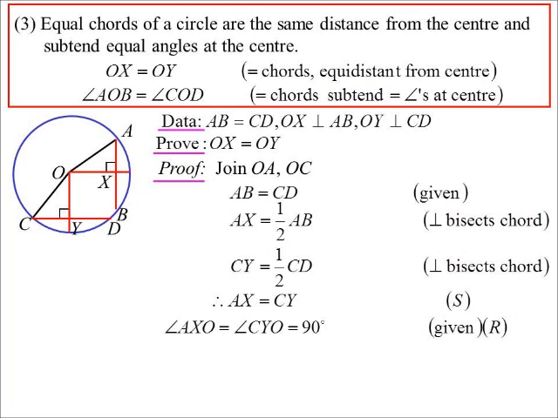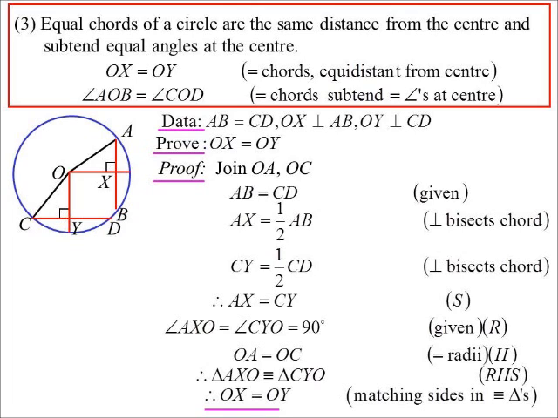Okay, AXO is equal to CYO is equal to 90 degrees. And we have OA equals OC, they're the radii. So we have right angle, hypotenuse, side. We know they're congruent. Therefore, OX must equal OY, matching sides in congruent triangles.